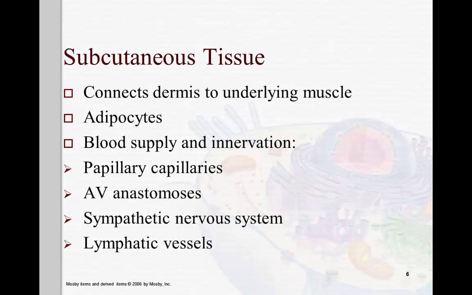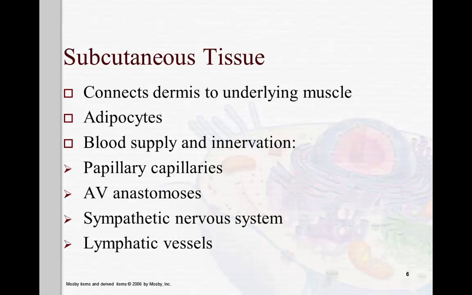The skin appendages that I mentioned before are hair follicles, sweat glands, and sebaceous glands. Now, subcutaneous tissue basically connects the dermis to the underlying muscle. The main cell is the adipocyte.